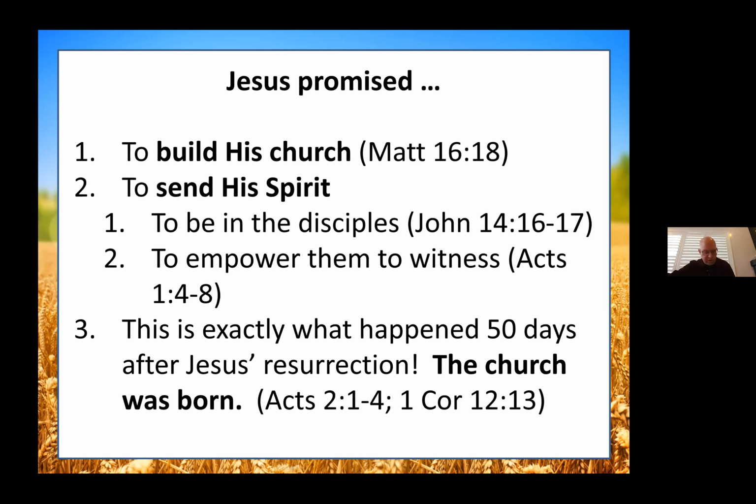1 Corinthians chapter 12 and verse 13, a really helpful verse. And Paul says, "For by one Spirit we were all baptized into one body, whether Jews or Greeks, whether slave or free," it doesn't matter what your background is before you were Christian. "And we were all made to drink of one Spirit."